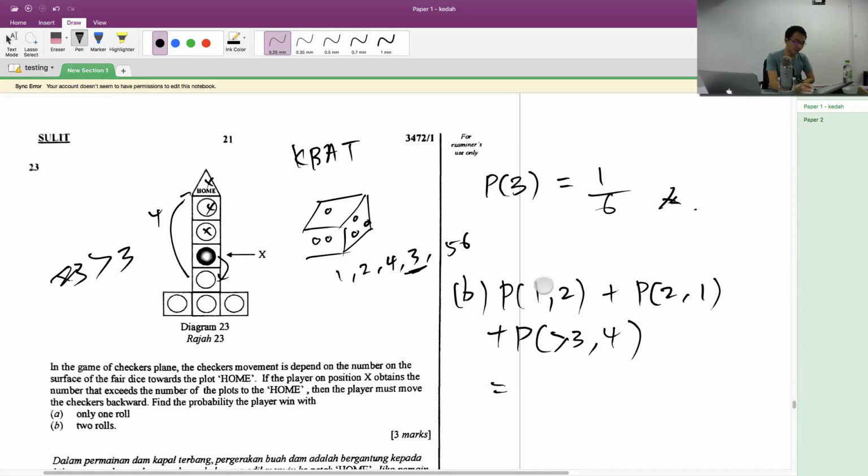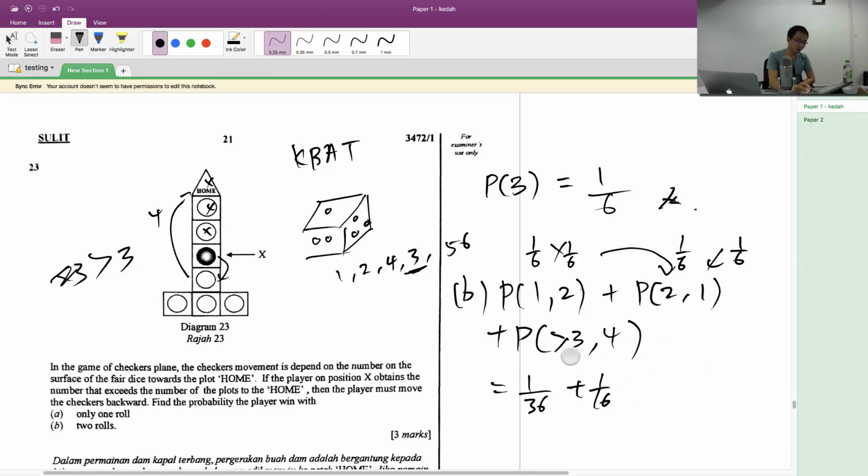So this one, if you get 1 is 1 over 6. If you get 2 is 1 over 6. So they are multiplied. So the first one is 1 over 36. This one is the same also. The first one is 1 over 6. The next one is 1 over 6 also. So it's just plus 1 over 6.